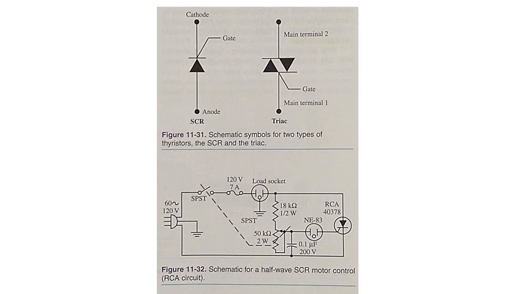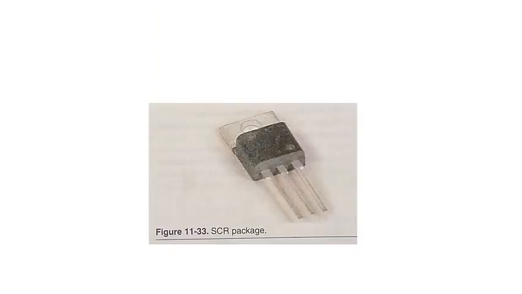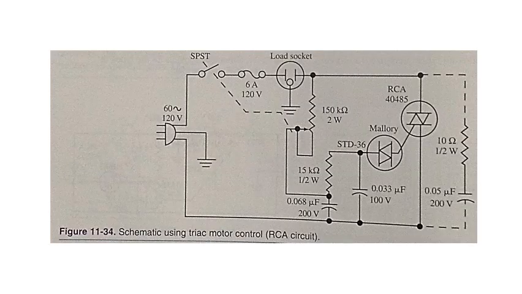Figure 11-33 shows a typical SCR package. The triac controls the full AC wave, while the SCR controls only half the wave. A full wave triac circuit is shown in figure 11-34. Larger triacs can control up to 2000 amps. SCRs and triacs are discussed in more detail in Chapter 18.